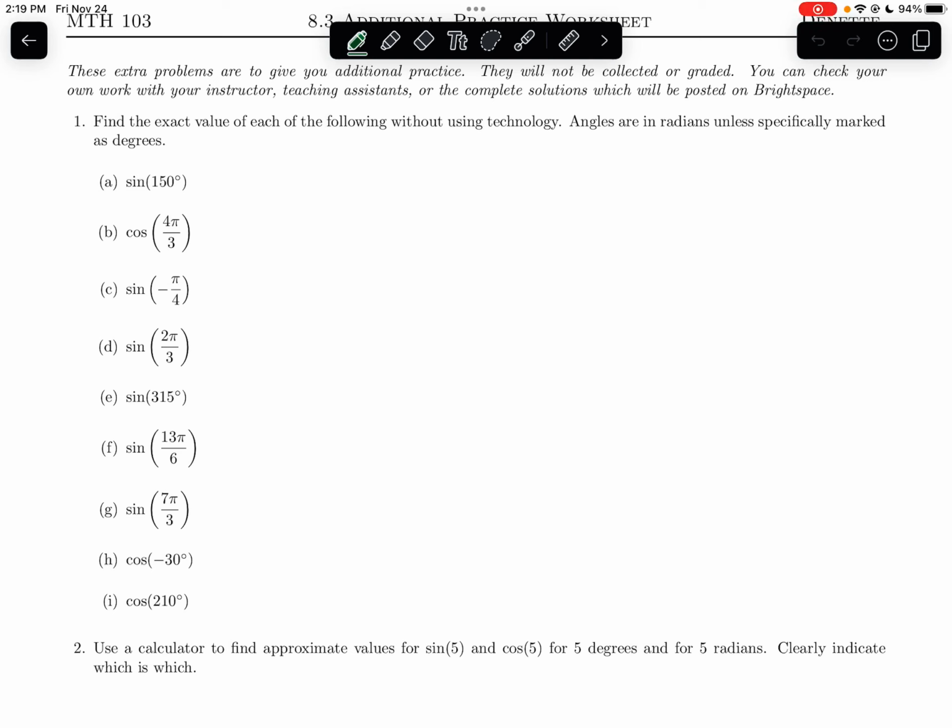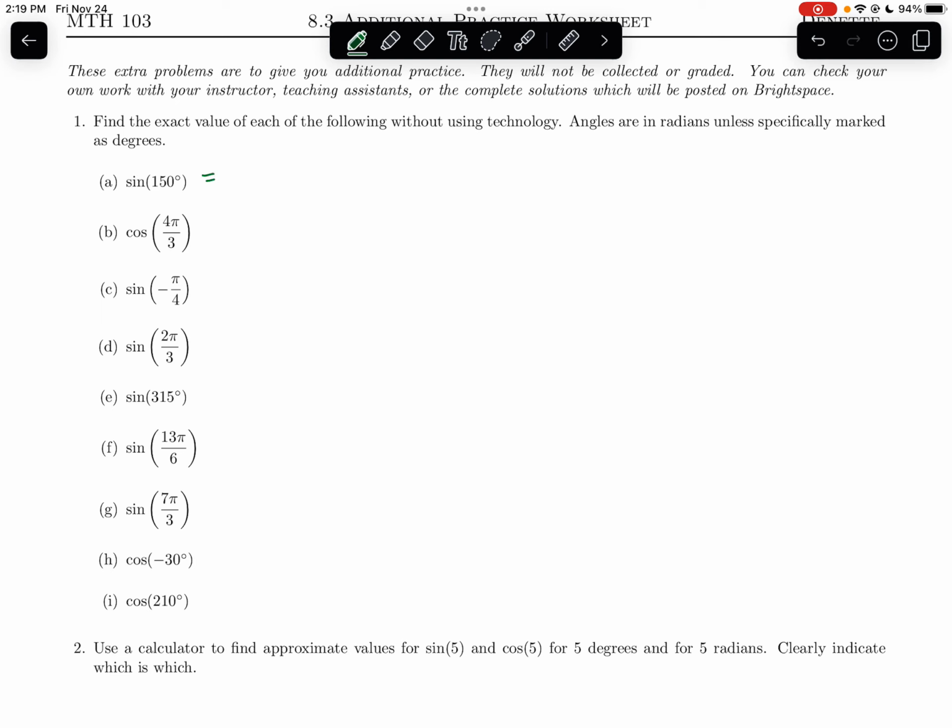Okay, so here you're asked to find values of the sine and cosine angles, and this can be done without a calculator. You can look at the unit circle, or sometimes you have to convert these to coterminal angles that are between 0 and 2 pi, or 0 to 360 degrees.